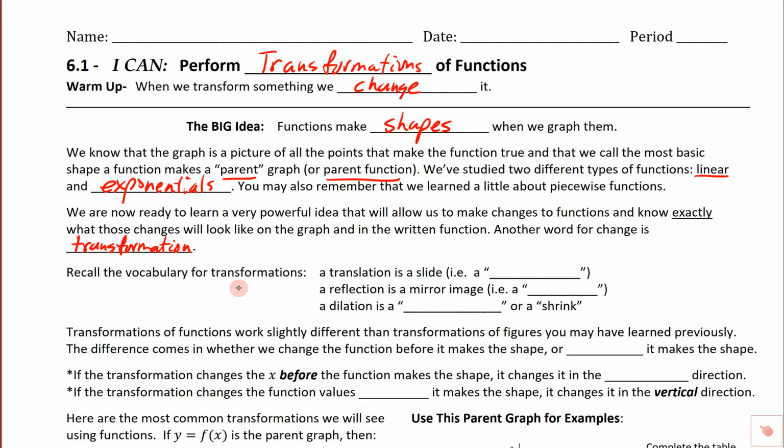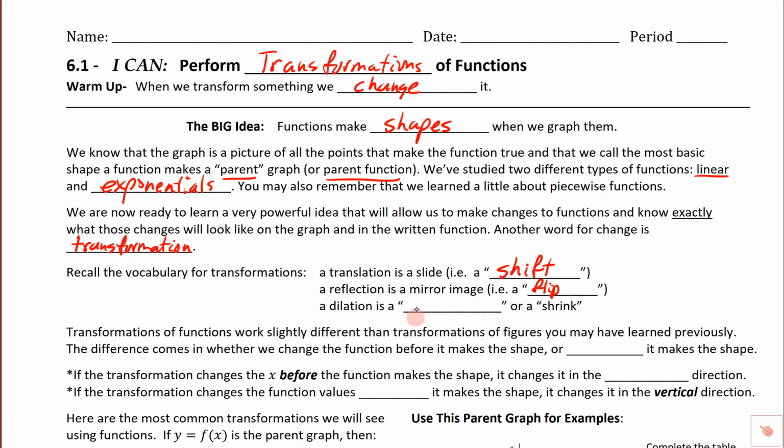So recall the vocabulary for transformations. A translation is a slide. In other words, it is a shift. We can shift things to the left or to the right or up or down. And then a reflection is a mirror image. It's also known as a flip. So we can flip it across a line of symmetry.